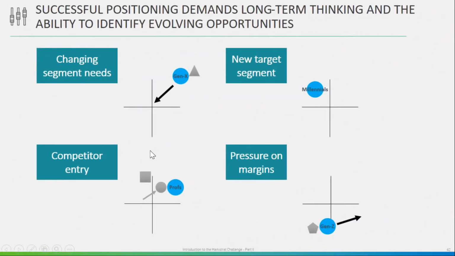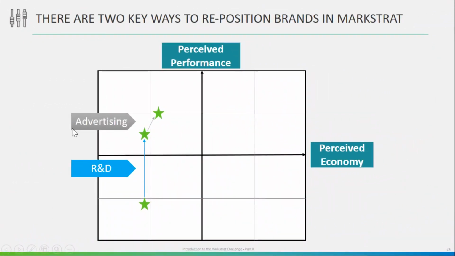Okay, so this screen here just basically shows you that you need to think long term, know that customers' preferences evolve over time, and know that as new brands enter the market, it can change perceptions, it can change lots of things, it can suck momentum away from your brands if they're done right. So there are lots of things going on in terms of positioning that you need to account for.